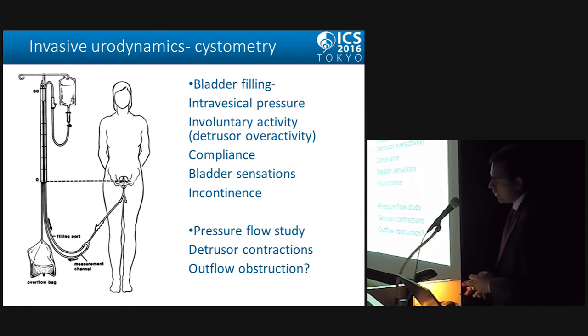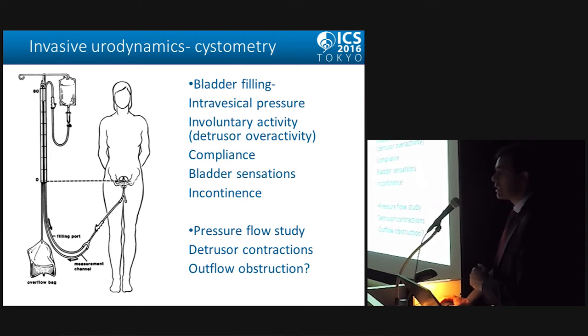Now, I won't take you through too much of the actual technique of invasive urodynamics. There's probably not enough time to fill you in on that. But essentially, what you do is bladder filling and a pressure flow study. Of interest, especially in the neurological patient, is what the intravesical pressure is. Is the detrusor pressure rising or not? Are there any involuntary contractions, detrusor overactivity? What's the compliance, or the stretchability, of the bladder? What are the bladder sensations? Are they impaired, or is it a hypersensitive bladder? And of course, if there's incontinence, is it associated with overactivity? Is it associated with coughing or with making the patient rise? So you understand the cause for the incontinence.